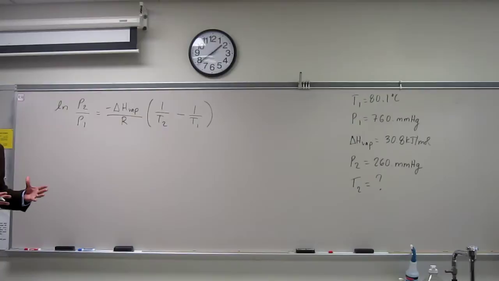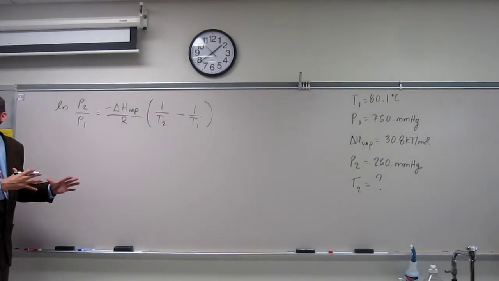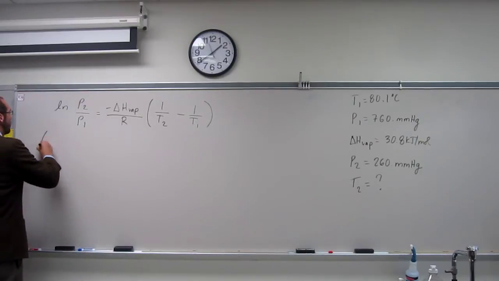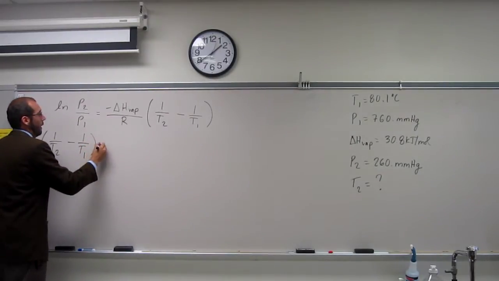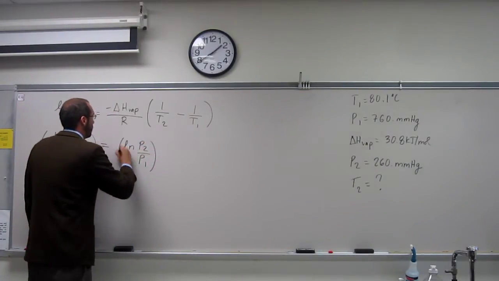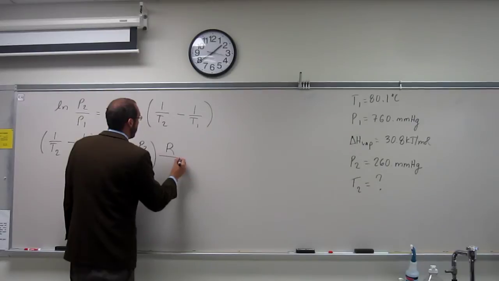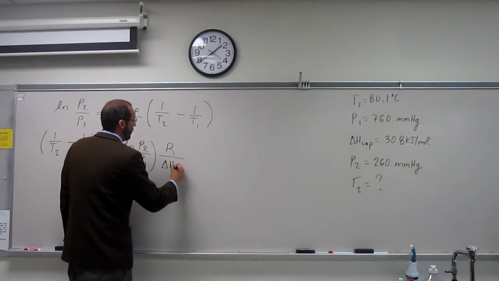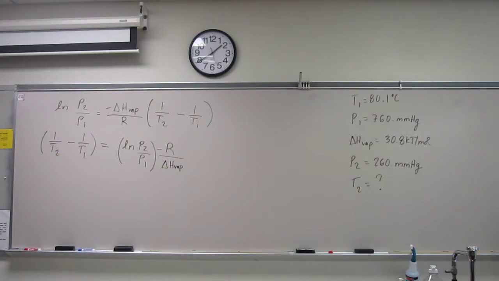You can go ahead and solve for this, like isolate that variable, or you can just plug and then isolate the variable. It doesn't matter to me. So let's semi-isolate the variable. How about that? Okay. So what we'll do is just put 1 over T2 minus 1 over T1 and set that equal to the ln of P2 over P1. So that's all like that, times R divided by delta H, right? So that's going to be negative all that stuff. Is everybody okay with that?